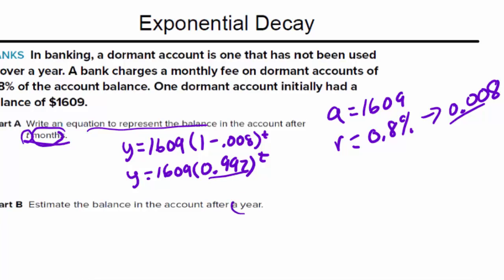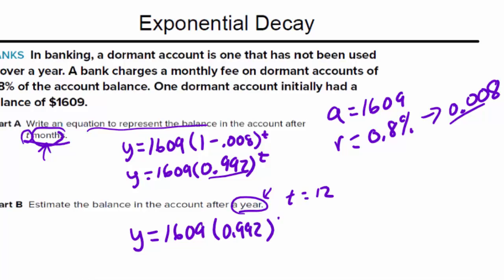Estimate the balance in the account after a year. Now they tell me that T is in months, but then give me a year. So a year would actually represent 12 months. So T is equal to 12. So Y is going to equal 1,609 times 0.992 to the 12th power. And you are going to need a calculator to do this. So raise that to the 12th power first. Then times it by 1,609, and Y equals approximately 1461. Remember, Y is the ending balance here.